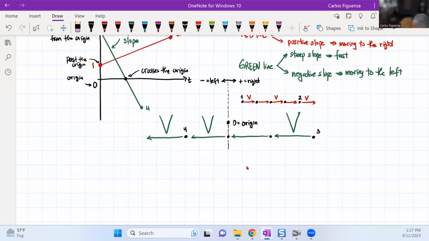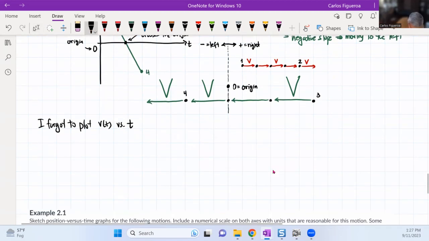I should say here is that I forgot to plot velocity versus time. Now note, all of these are going to be straight lines. Why are they going to be straight lines? Because we're talking about constant velocity. So when I look at my curve here, let's look at this guy right here. Let's say that this is my velocity curve.